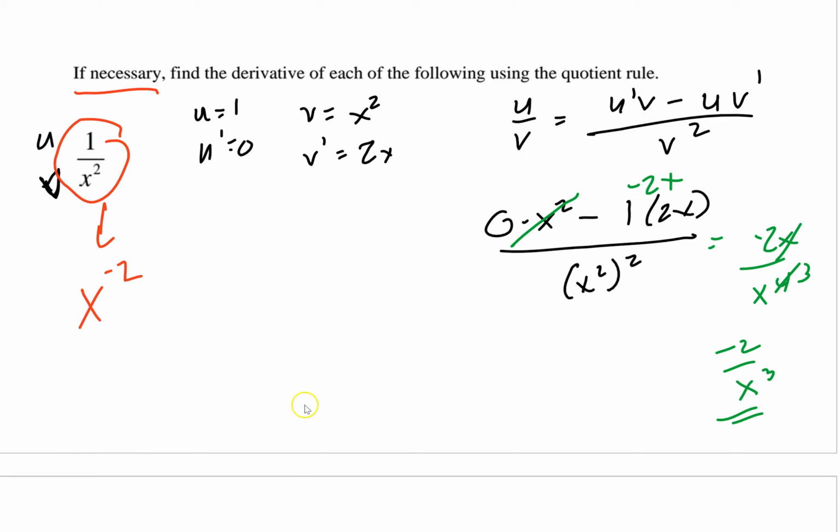Now since it's a basic power rule, bring the power down, subtract 1 off. I get negative 2x to the negative 3, also known as x cubed.